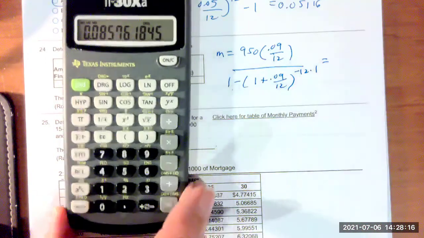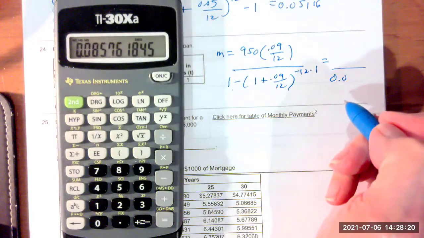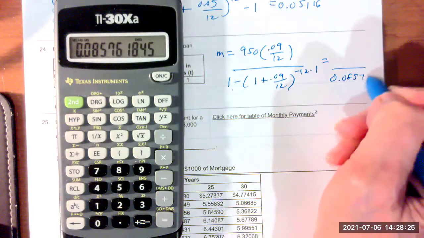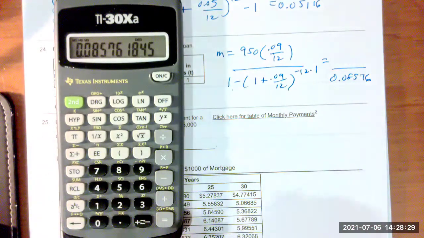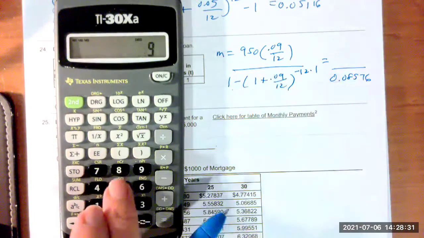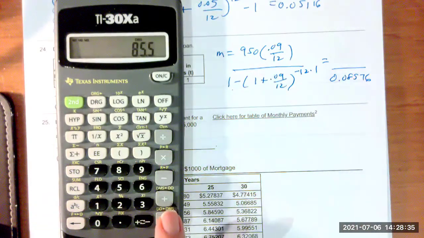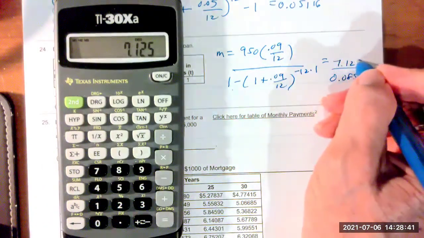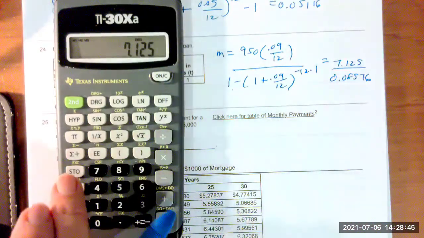And I get 0.08576. I'm going to jot it over here. So that's my denominator. And again, I'm going to store that so I don't have to enter that back in. Then I'm going to simplify my numerator. 950 times 0.09, and then I'm going to divide by 12. So I get 7.125. And then I'm going to divide by that denominator, which I stored in my calculator.